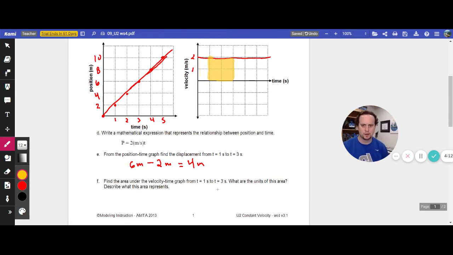What are the units of the area? That's the first question. So find the area. What are the units of the area? All right, I can do that. Okay. All right, find the area.